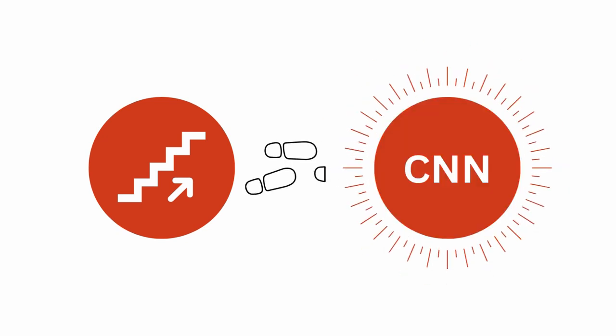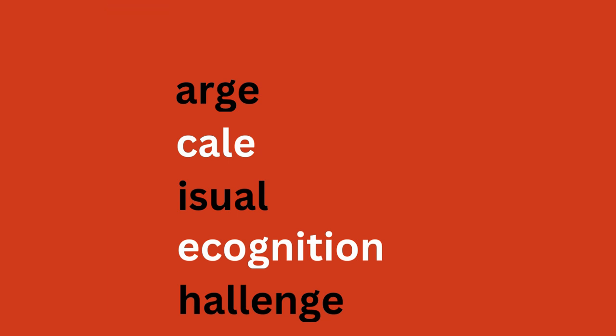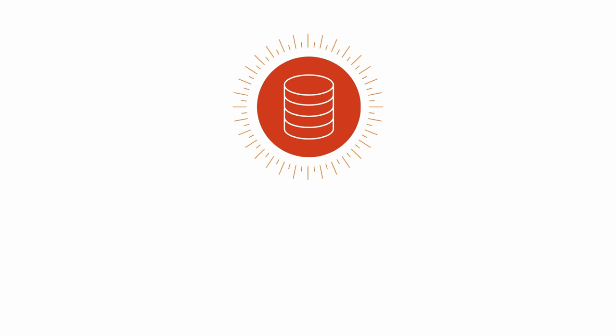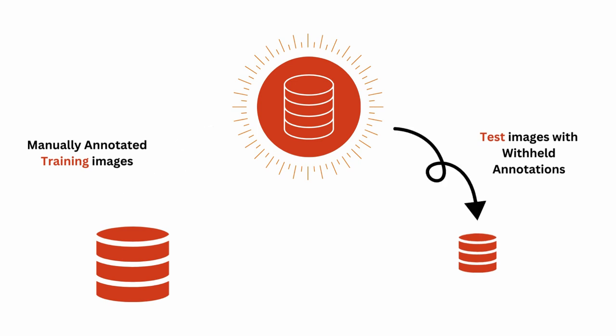ImageNet has played a pivotal role in the development of deep learning, particularly convolutional neural networks. Here are some key aspects of ImageNet's impact on the field. ILSVRC stands for ImageNet Large Scale Visual Recognition Challenge, and since 2010, the dataset has been used in this contest, a benchmark in image classification and object detection. The publicly released dataset contains a set of manually annotated training images. A set of test images is also released, with the manual annotations withheld.